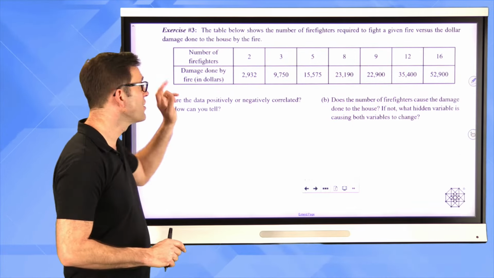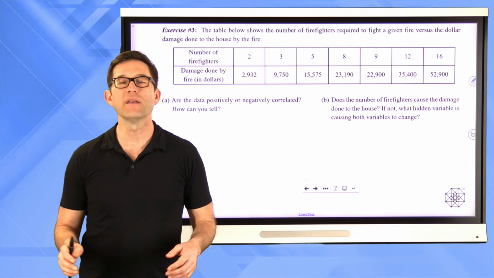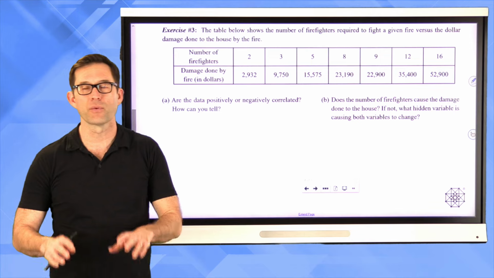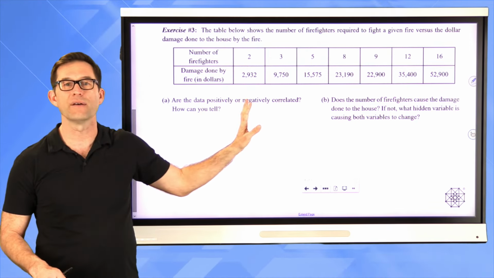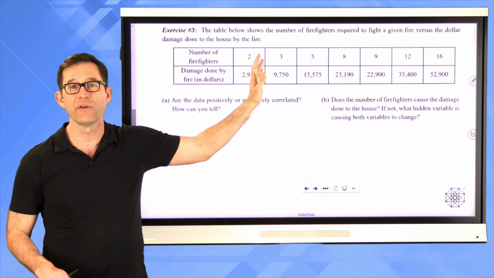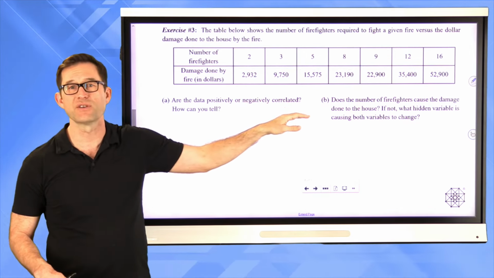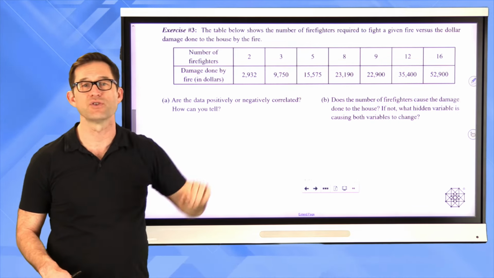So let's take a look at a classic example. The table below shows the number of firefighters required to fight a given fire versus the dollar damage done to the house by the fire. So maybe somebody did a study, and they found there was this one fire, 2 firefighters were there, and it caused $2,932 of damage. Then there was another fire that took 3 firefighters and it caused this much damage. Another one that took five firefighters, it caused this much damage, etc.